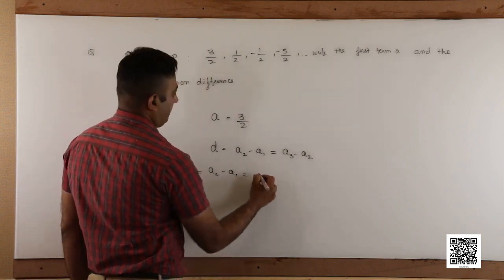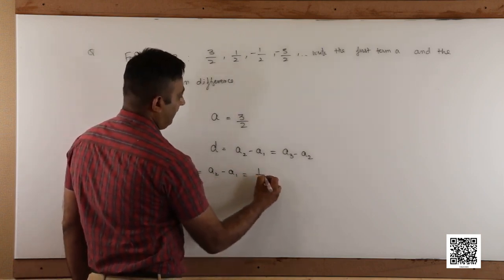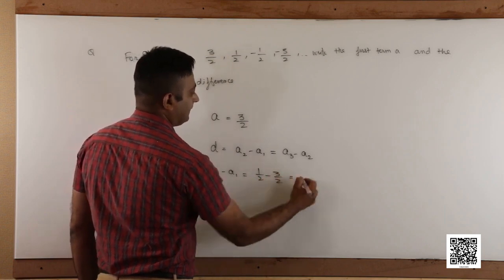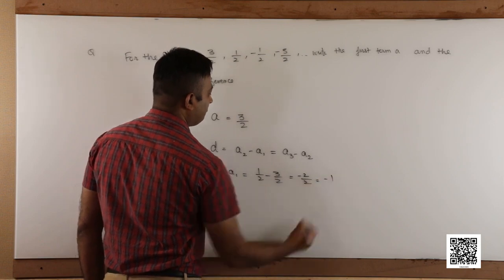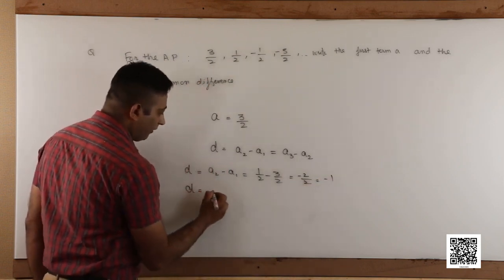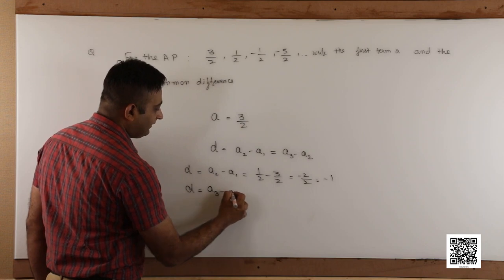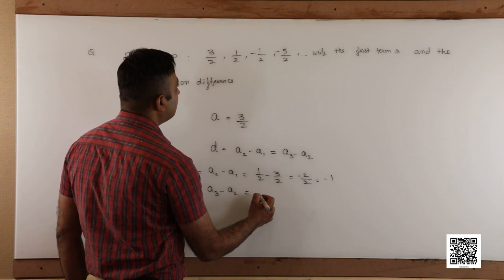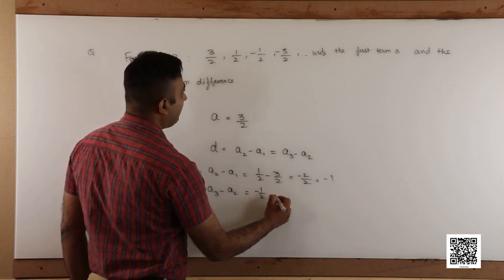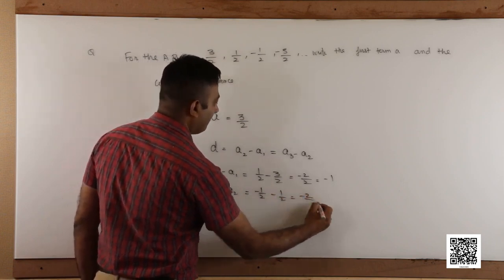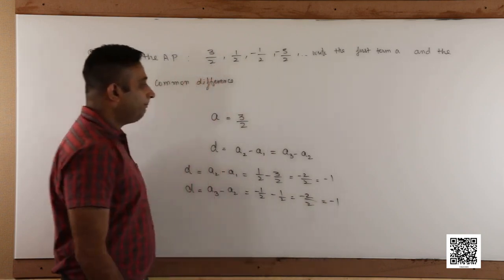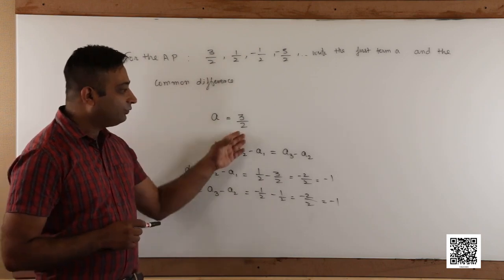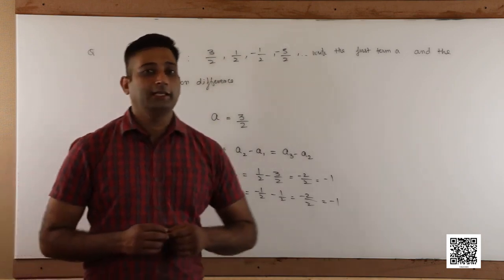Let us find the common difference d by subtracting the first term from the second term. That is 1 by 2 minus 3 by 2. That means minus 2 by 2, that means minus 1. We can also obtain the common difference by subtracting the second term from the third term. That means minus 1 by 2 minus 1 by 2, that is minus 2 by 2, which is equal to minus 1. Hence, the first term of this AP is 3 by 2 and the common difference is minus 1.